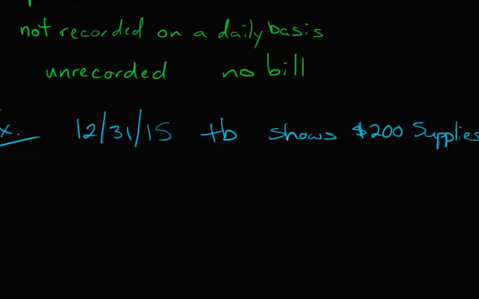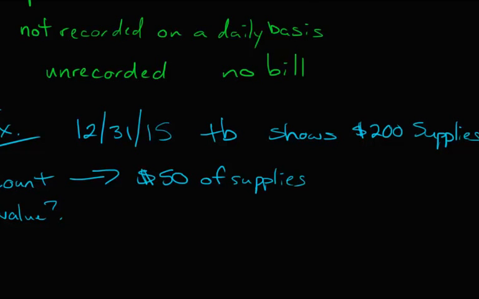So now what you basically need to do is go and count. You need to look at the supplies and say, okay, what's the value there? How many supplies do we have left? Did we use 50% of our supplies? What did we use, and what's remaining? So let's say you do this count, and it looks like we have $50 of supplies remaining.